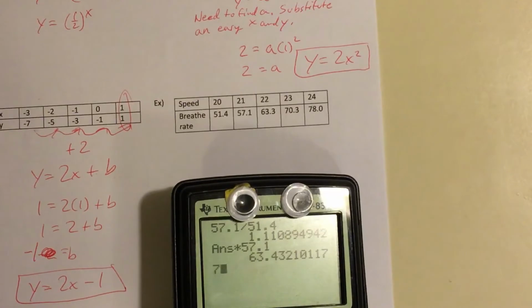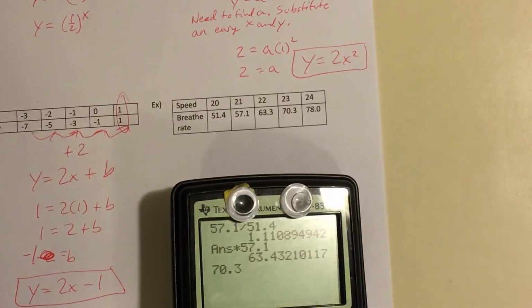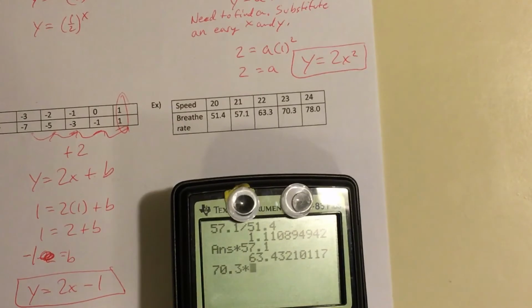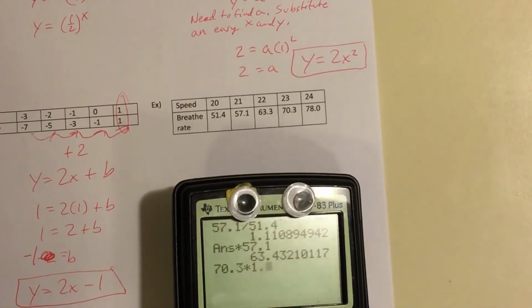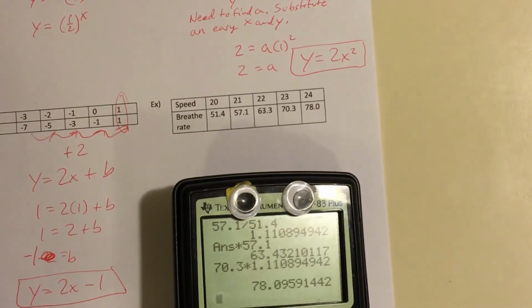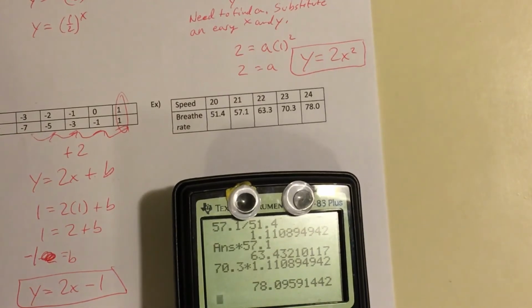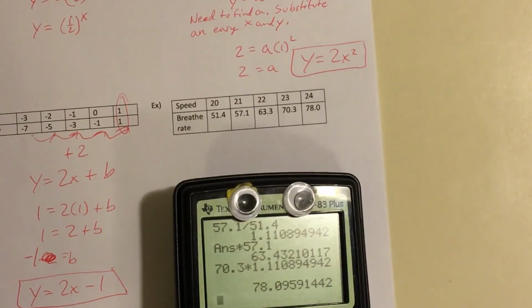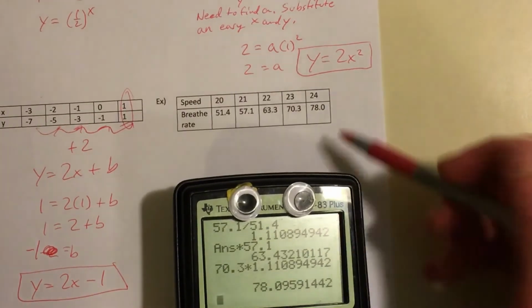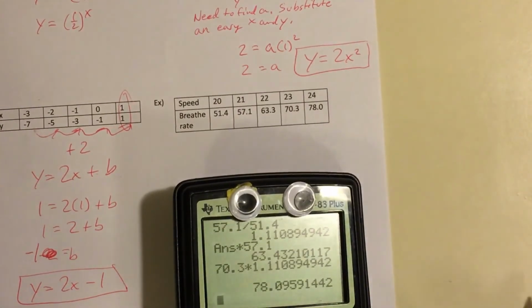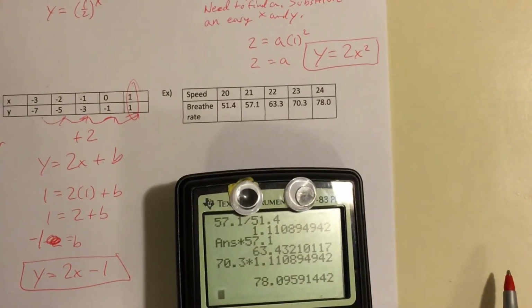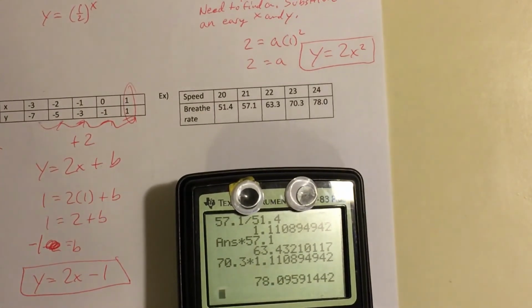Let's try 70.3 and multiply by 1.11089494.2, and I get 78.0959. So that's pretty close to 78.0, but it's not quite working out exactly. I think there's just a bit of a rounding error that we're coming across here.